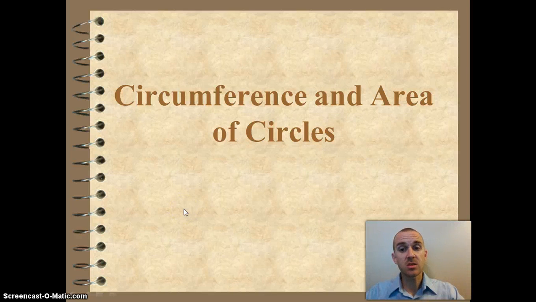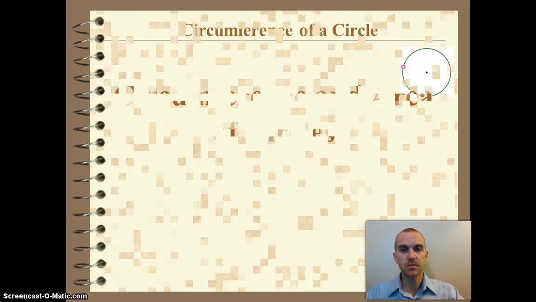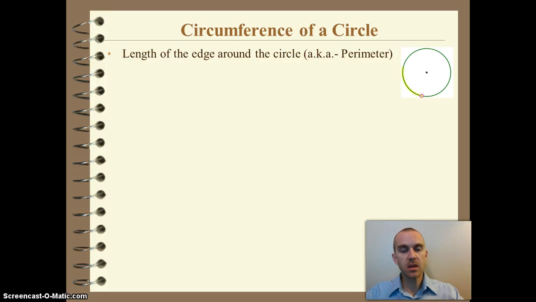In this video we'll discuss circumference and area of circles. Now the circumference is the length of the edge around the circle. In other shapes we call that the perimeter. If you watch on the right hand side you'll see that yellow circle going around and tracing the perimeter of a circle. We can find this by taking the diameter and multiplying it by pi, which also means we could double the radius if that's what we're given instead.